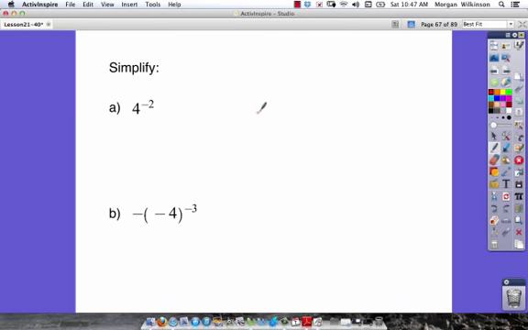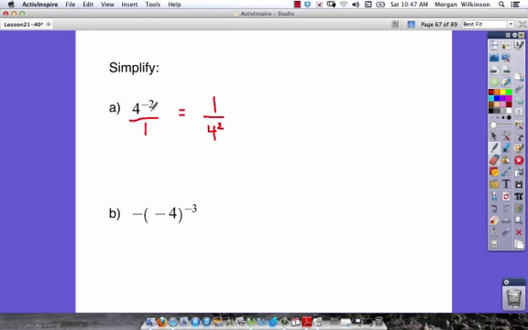Alright, in this we have some negative exponents. And with negative exponents, or negative powers, what we're going to do is use fractions to help us eliminate those negative powers. We always want to eliminate the negative power. And the way we do that is to say, well, 4 to the negative second power over 1 is going to be exactly the same thing as 1 over 4 to the second power.